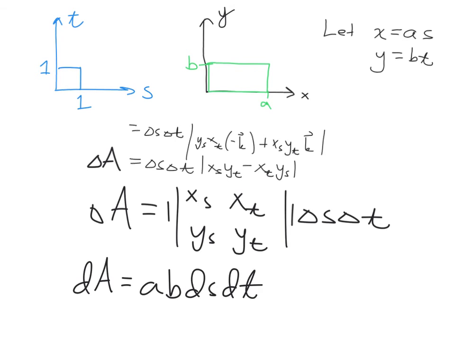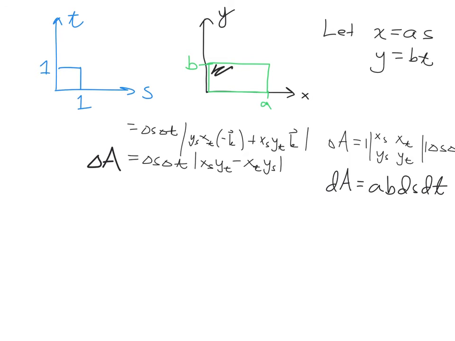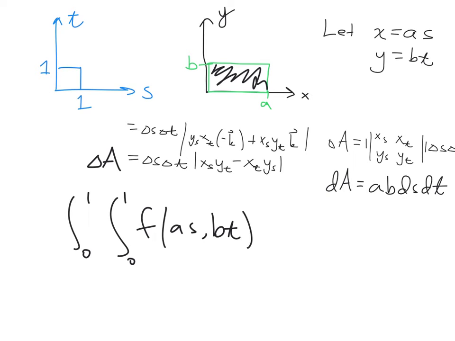And so now as we go to set up our integral, to integrate over this rectangular region in the xy plane, we send s from 0 to 1, we send t from 0 to 1, we evaluate our function using the s and t variables, and our dA will be ab dt ds. And so this integral is an integral of a function over this rectangular region re-expressed in our new coordinate system, where instead of being a rectangle, we're now integrating over the unit square.